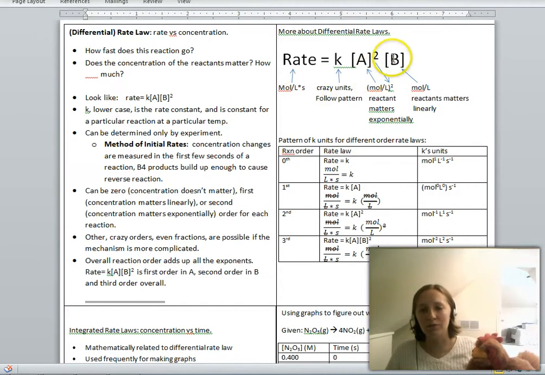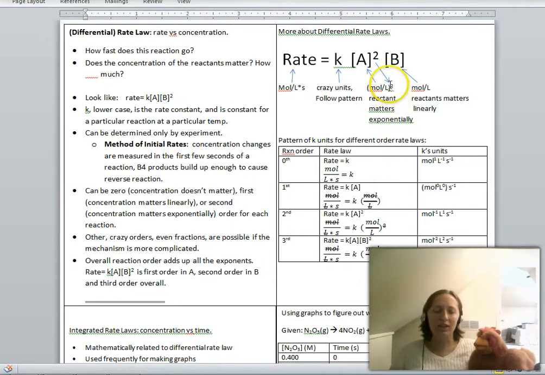When you have B, for example, that is first order here, the unit for B is moles per liter, which is sort of normal. When you're dealing with a squared or a second order reactant, you end up with moles per liter times moles per liter. So you have moles per liter squared. And so what ends up happening is, to get K by itself, you divide moles per liter per second by some number of moles per liter, and you end up canceling moles per liter a couple of times.